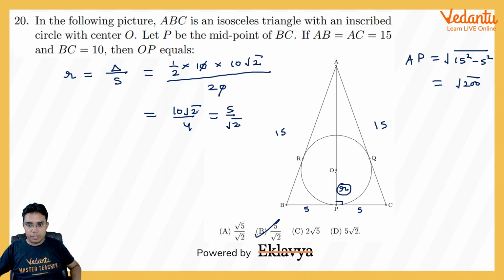We could have done this otherwise also. Let me think what can be the possibility. If I join O with B, this will be the angle bisector.